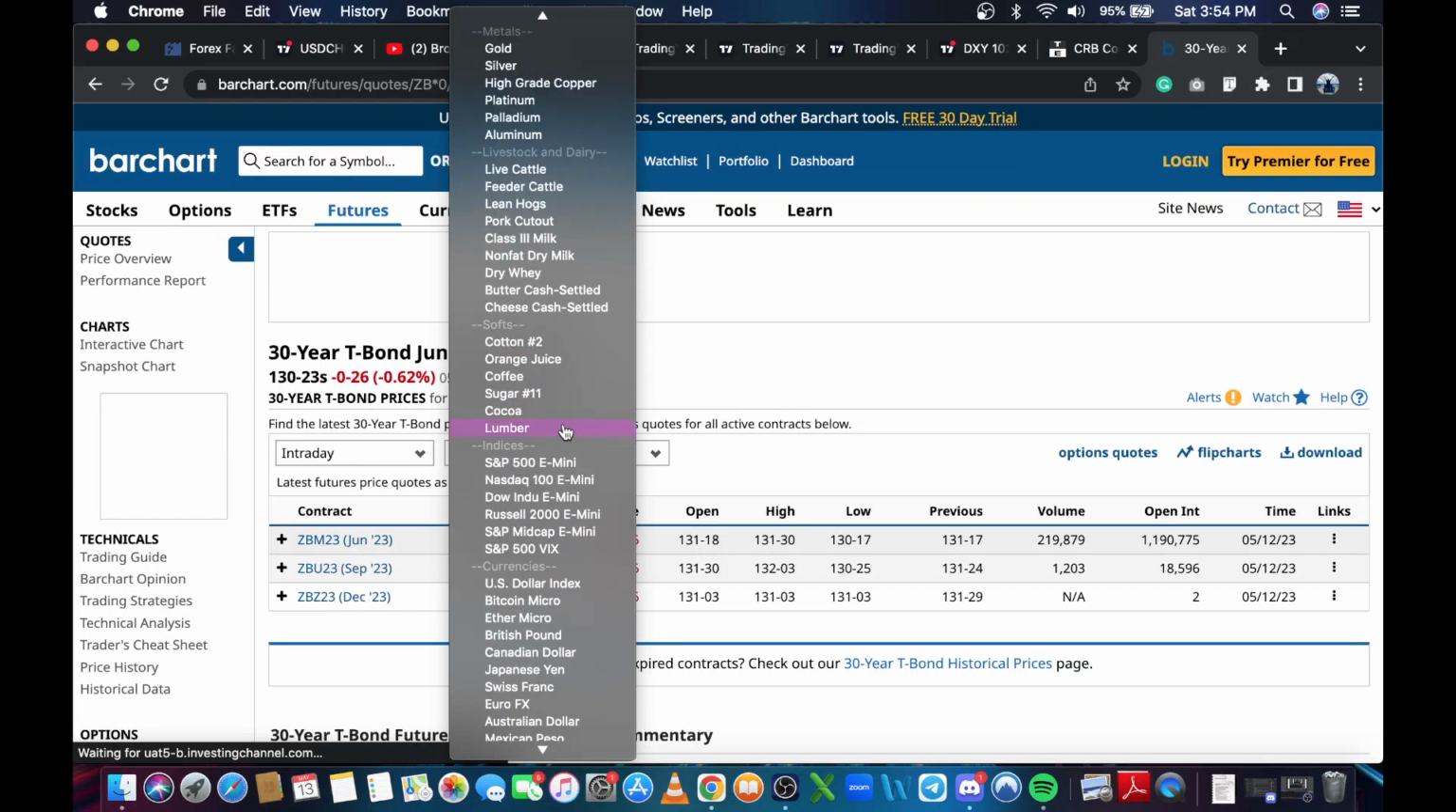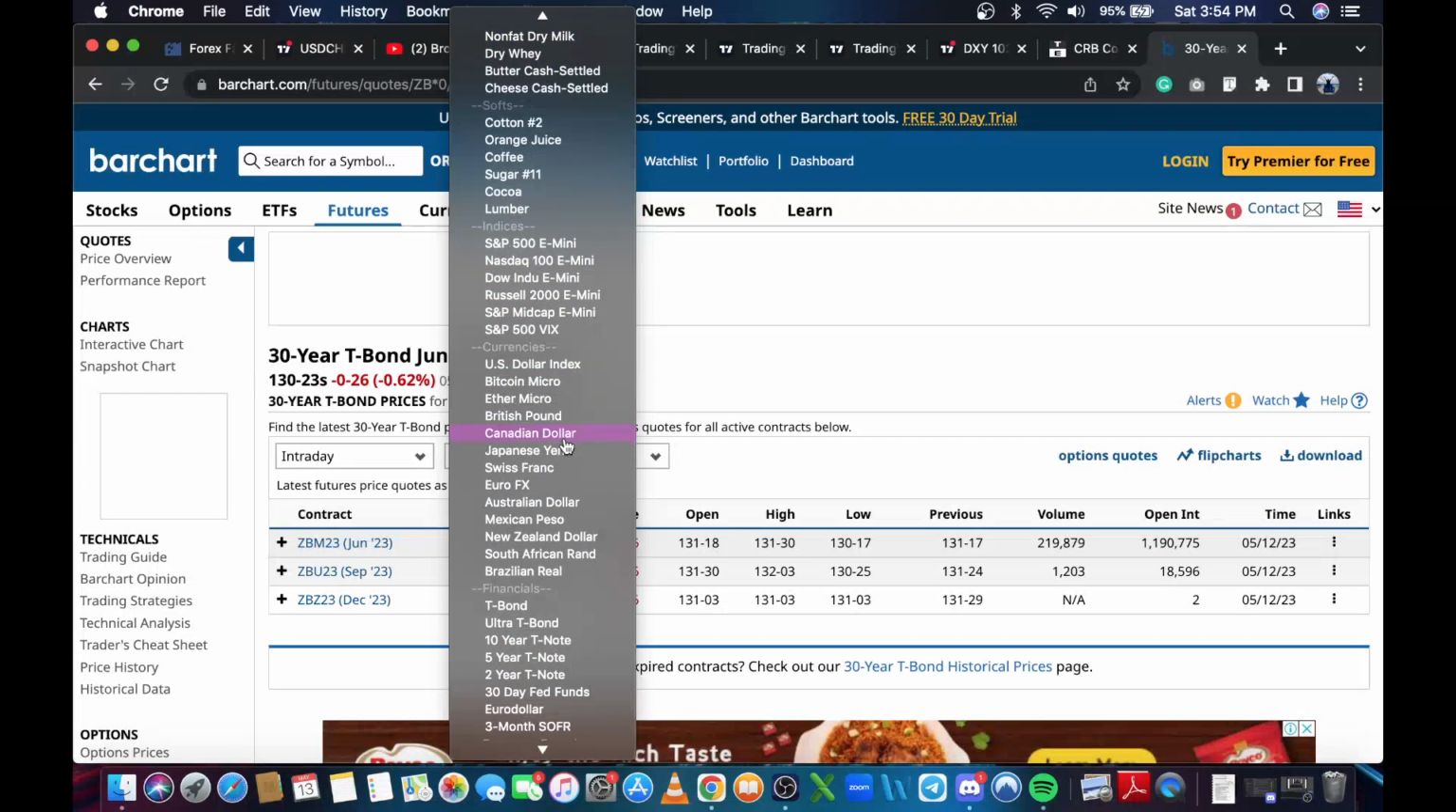The 30-year Treasury bond gives you longer-term macro on the 30-year U.S.